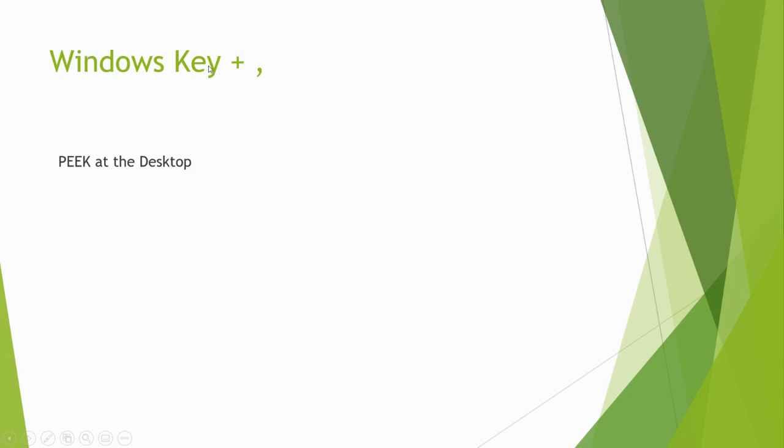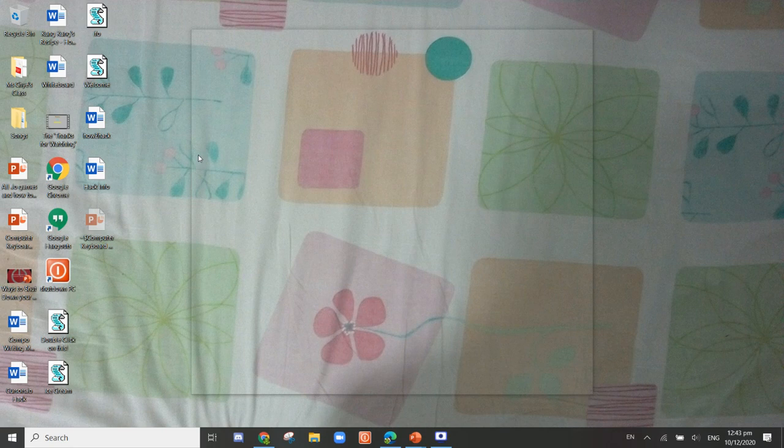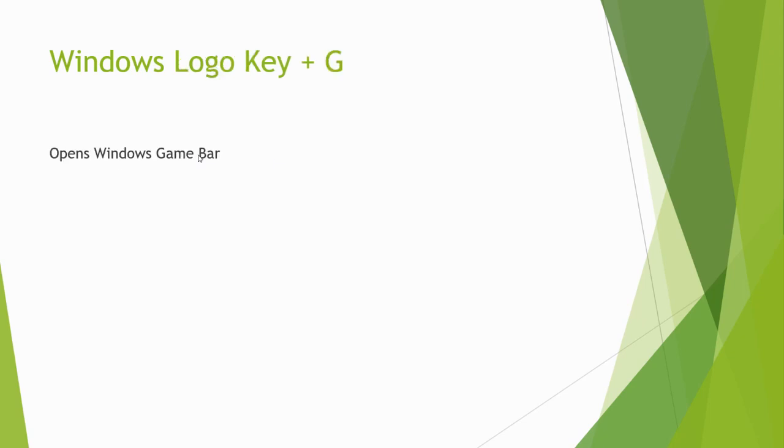Windows key plus comma. What it does is you peek at the desktop. You can see all your desktop things here. But once you let go of the shortcut, it goes back.